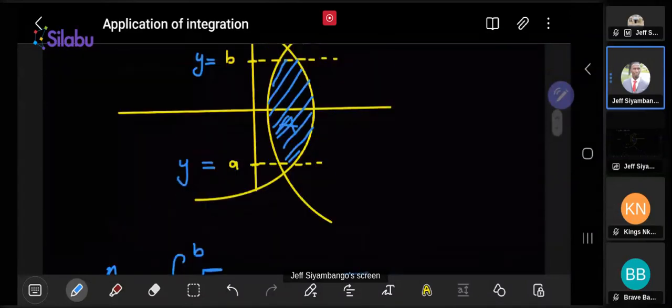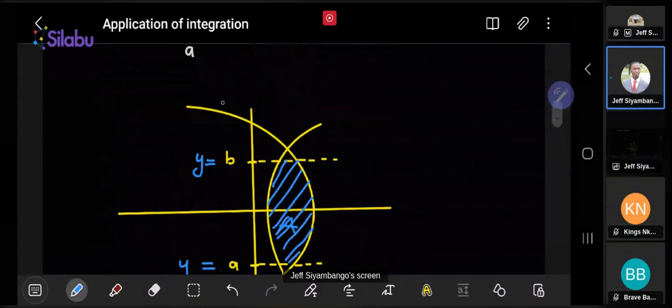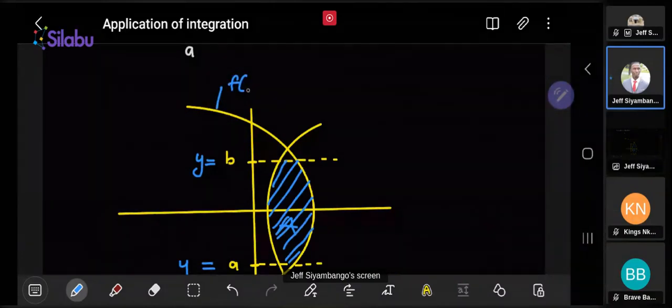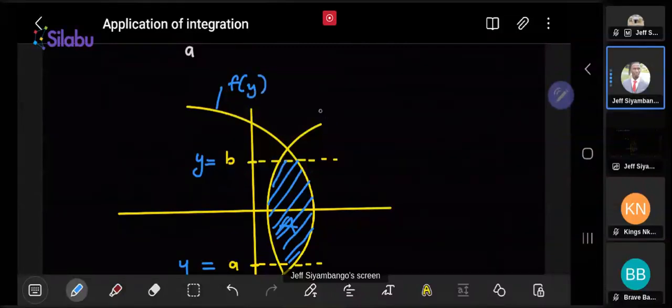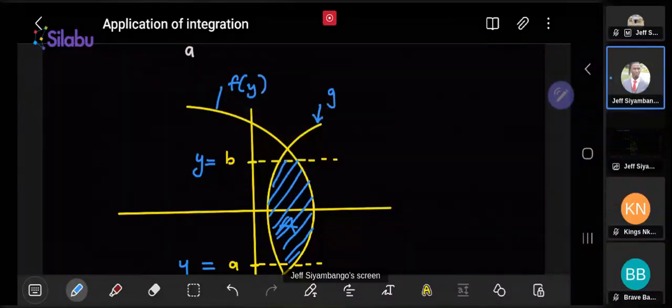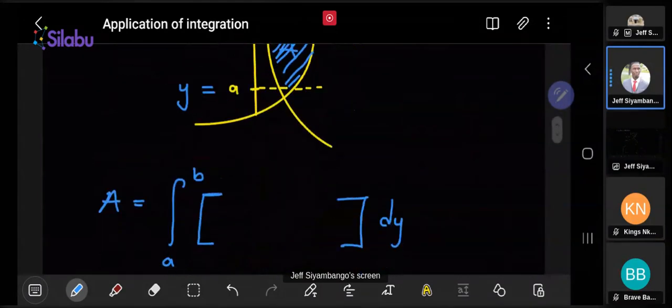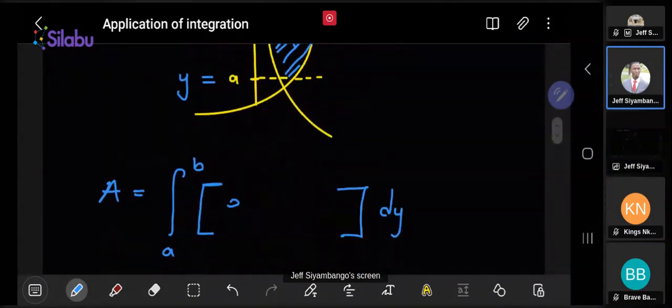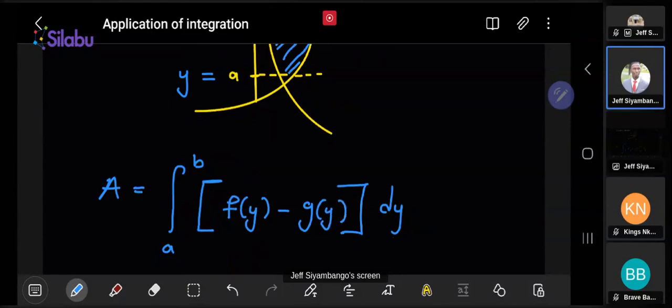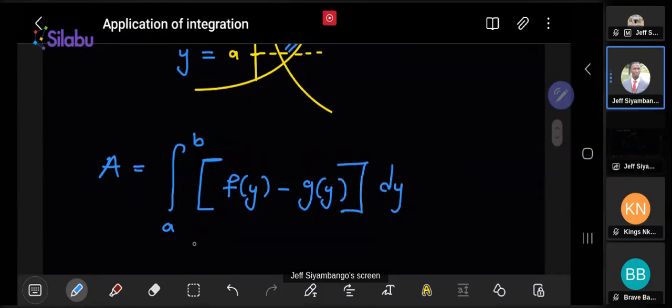So let me label them. This is not f of x, this is f of y, and this is g of y. So here the variable is y. In this case, what we're going to evaluate is the greater one, f of y, minus g of y. So this is how we are going to find the area there.